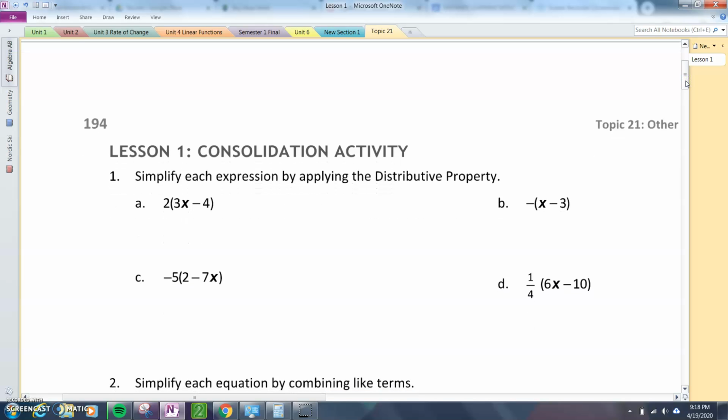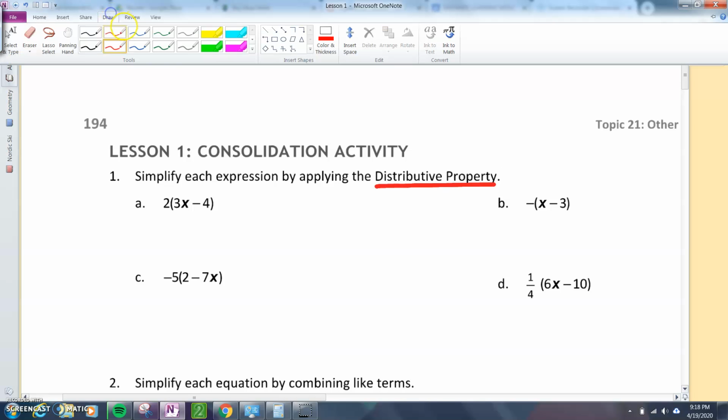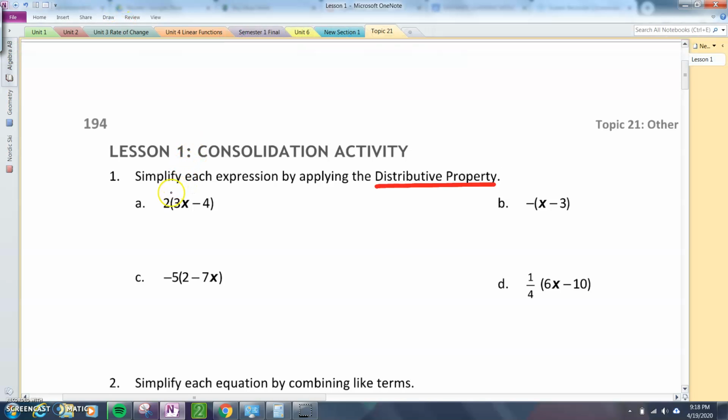So the first set goes back to using the distributive property. I'm just going to do one example here on how you do this. Remember, this 2 outside here needs to be multiplied to both these terms inside the parentheses. So that's where you get this word distribute. The 2 is getting distributed to both those.